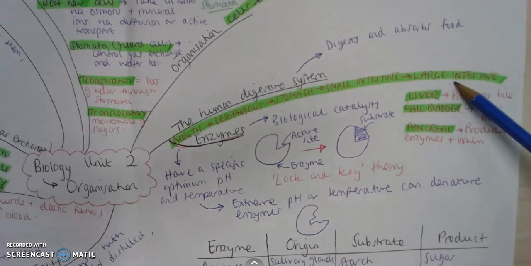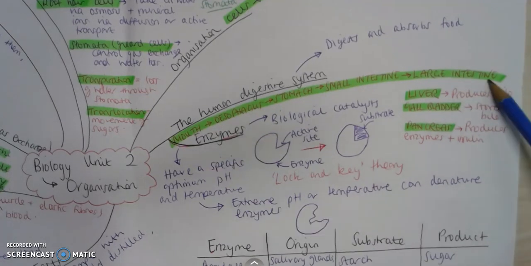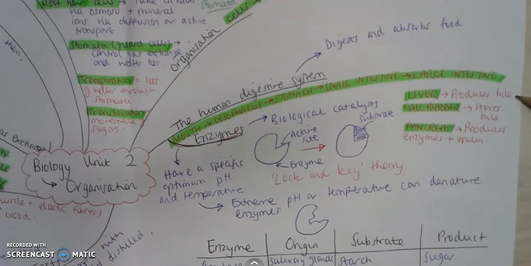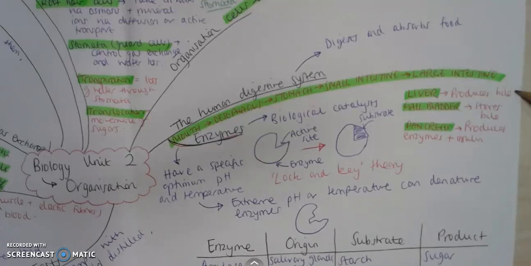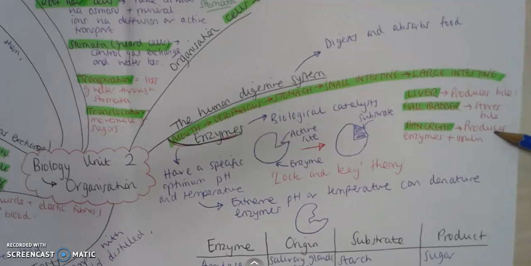Okay, so that's the order of food travelling through the digestive system and some key organs that we need to know about. Additionally to that, we've got the liver, whose main job is to produce bile, which we'll talk about in a second. Then we've got the gallbladder, which stores the bile that's produced in the liver, and we've got the pancreas, which has an important role in producing enzymes. And additionally, this links into paper 2, it also produces insulin to control blood sugar levels.